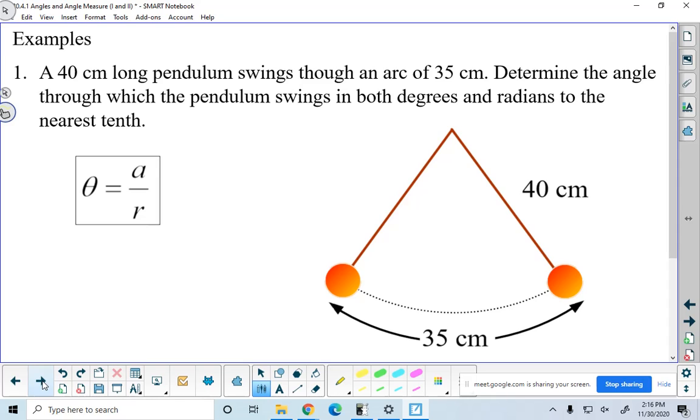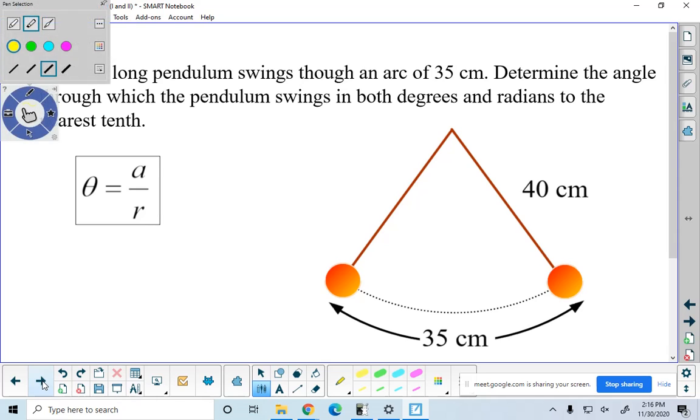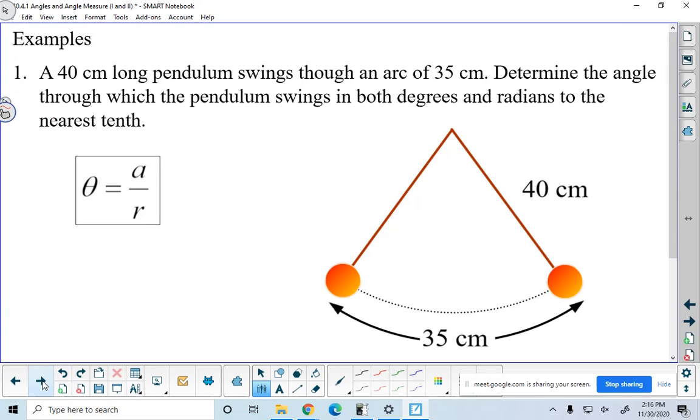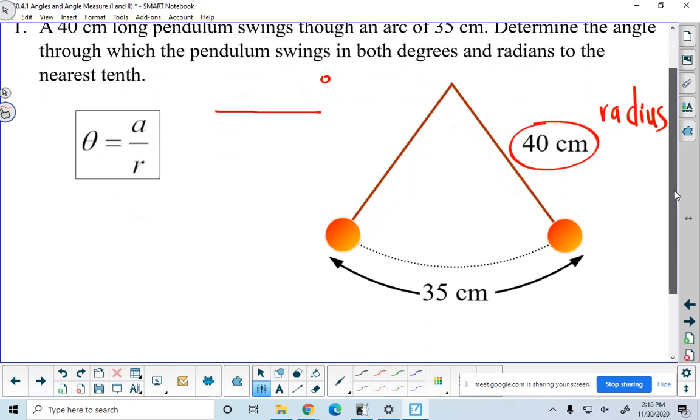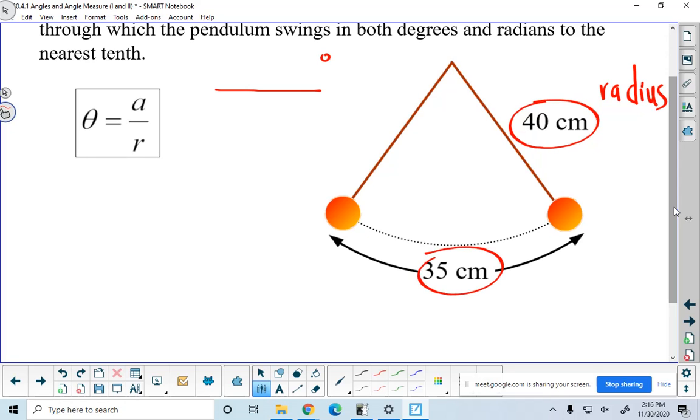And we are asked to find the angle through which the pendulum swings in both degrees and radians. Most likely on an exam, and we still don't know what's going to happen with exams, it would be a numerical response question that would say degrees. How many degrees is that? So let's identify the fact that the 40 centimeters is the radius, and the 35 centimeters is the arc length. And we're trying to find the angle.